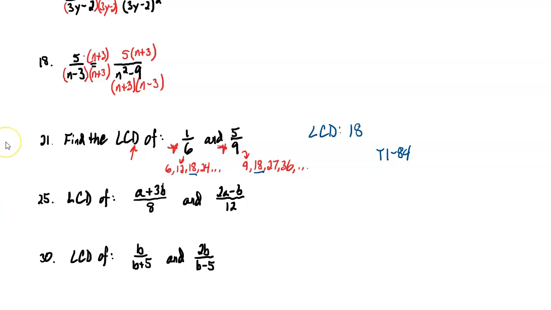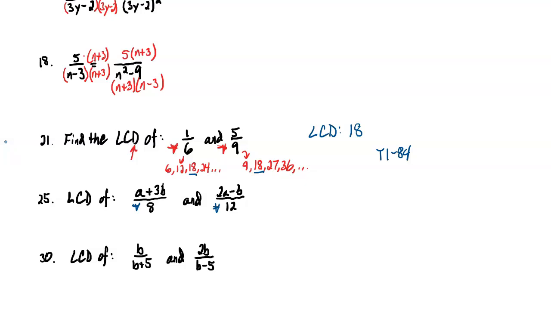Now number 25. We have two fractions. They don't have the same denominator. One denominator is 8. The other denominator is 12. What's the least common denominator? Well, what's the least common multiple of 8 and 12?